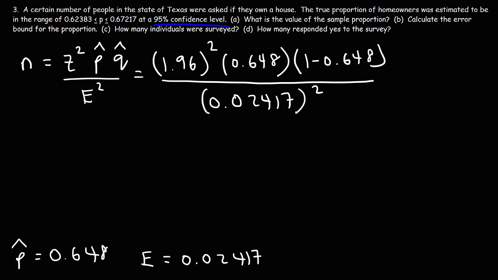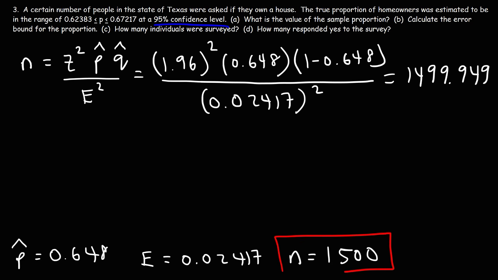So I got 1499.949. So if we round that up to the nearest whole number, it's going to be about 1,500 people. So that's the number of individuals that were surveyed in this study.